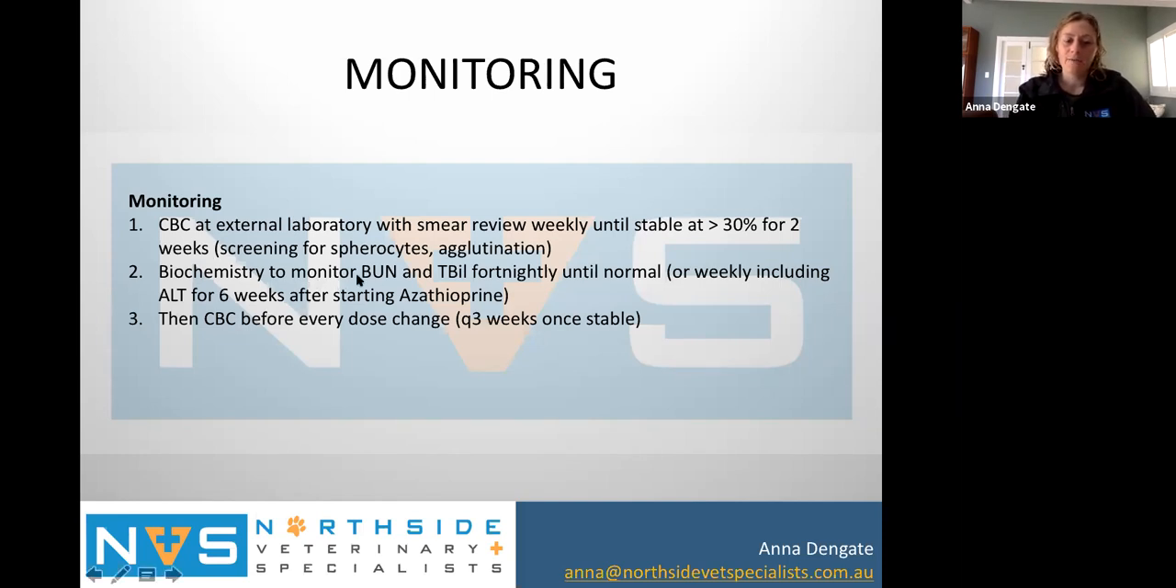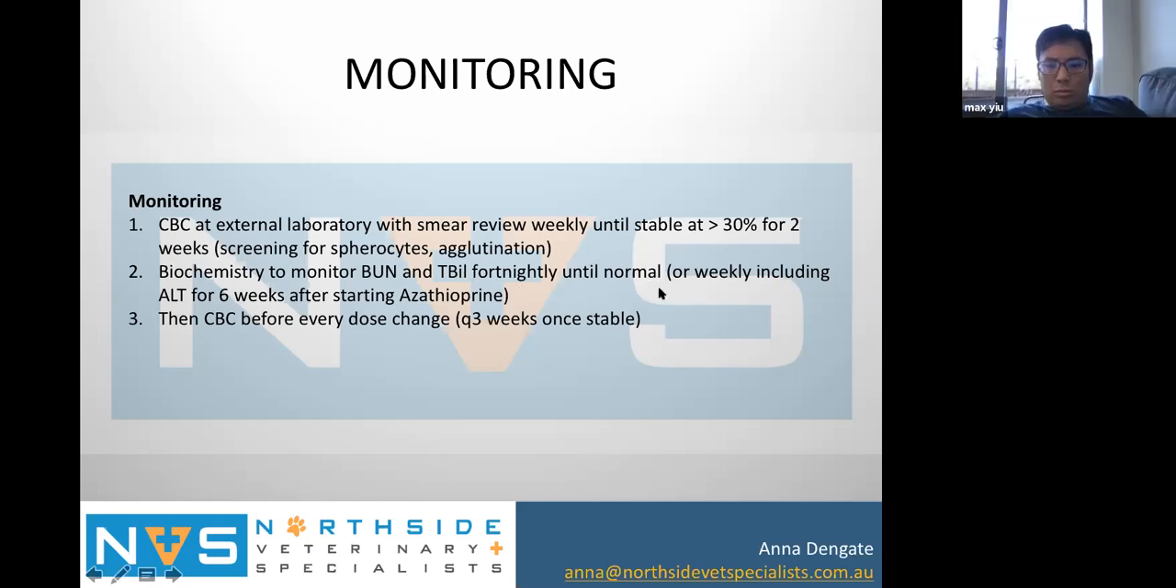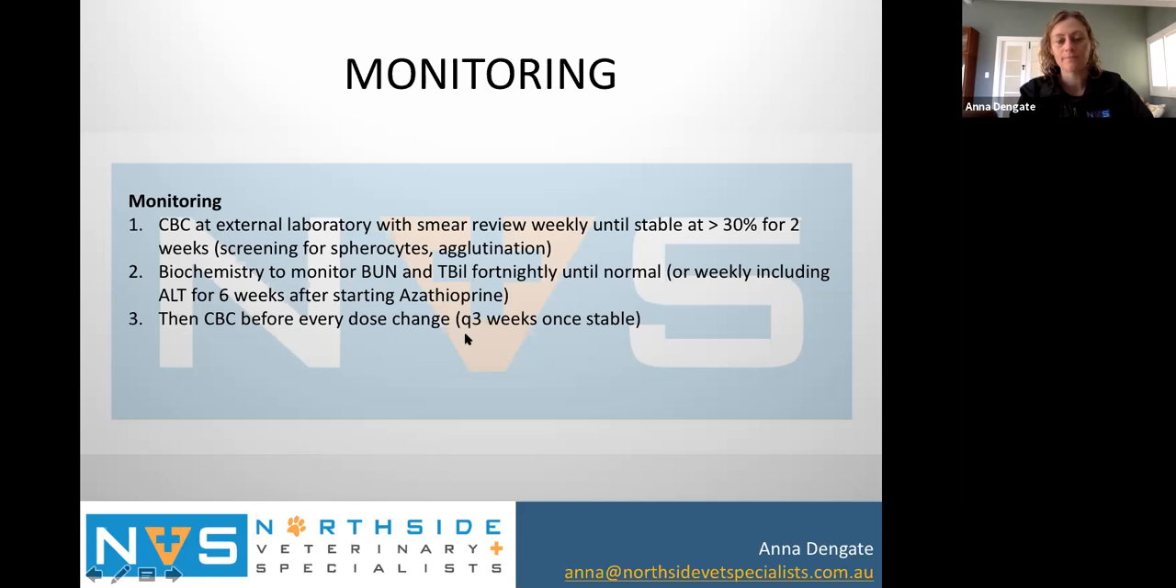The biochemistry we monitor is the urea and total bilirubin until they're normal, which is normally within the first couple of weeks after hospitalization. Obviously, if they're on azathioprine, we monitor for neutropenia and bone marrow suppression on a CBC as well as ALT for the 6 weeks after starting azathioprine because of the hepatotoxicity. And then we do a CBC before every dose change, which is around every 3 weeks once stable. And that's it.